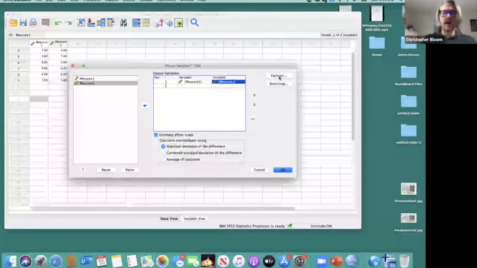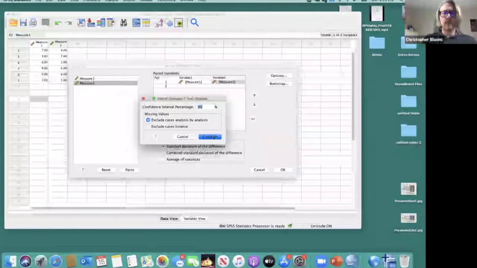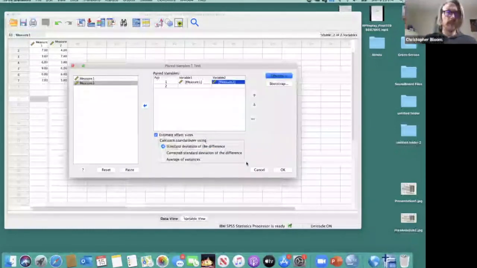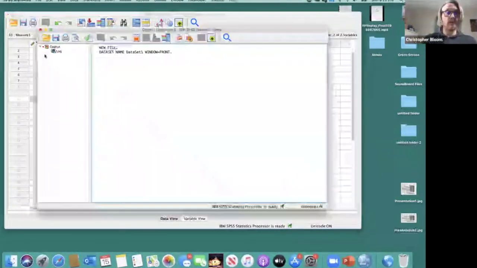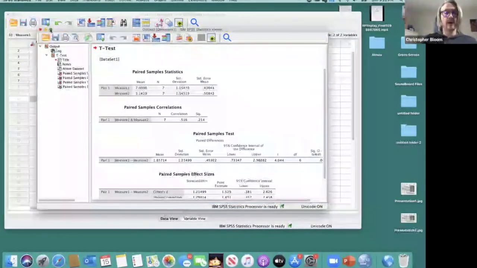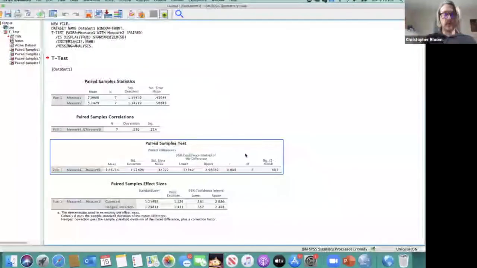Let's check our options. I don't think we need any. Nope, nothing we need there. We don't have to worry about post-hocs because this is a t-test, so we're just going to click OK. And when we do, it's going to open up our output file like it always does. And let's just see what we got.